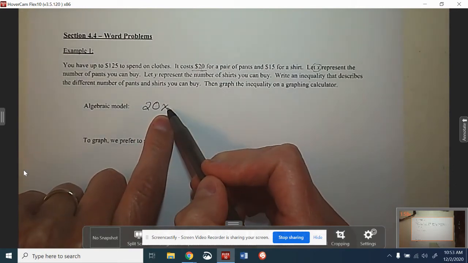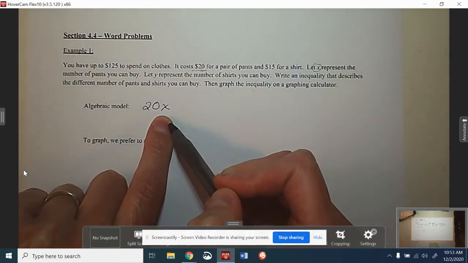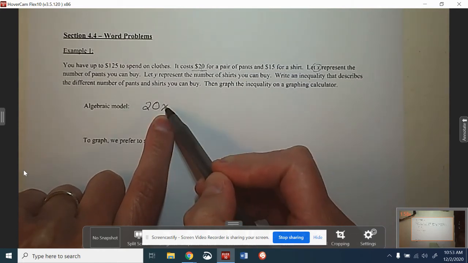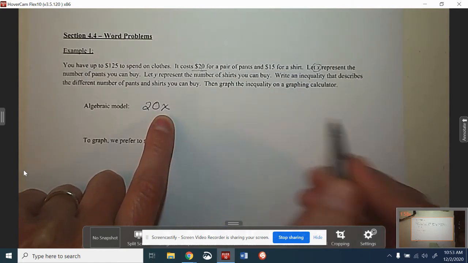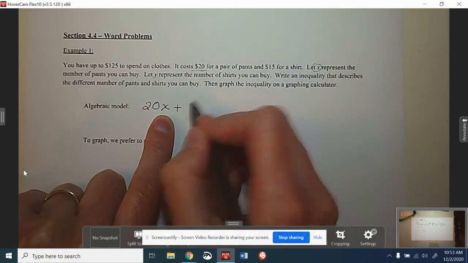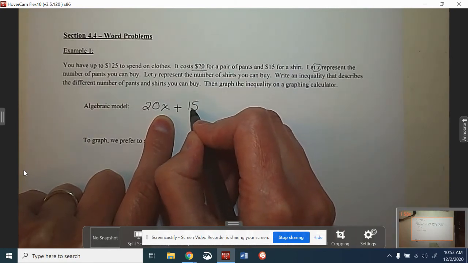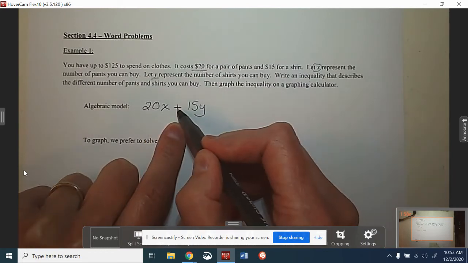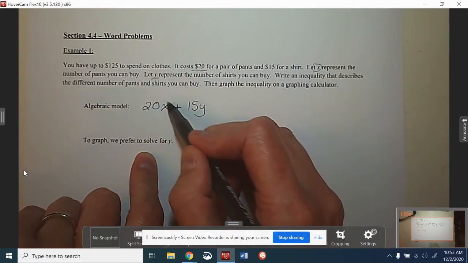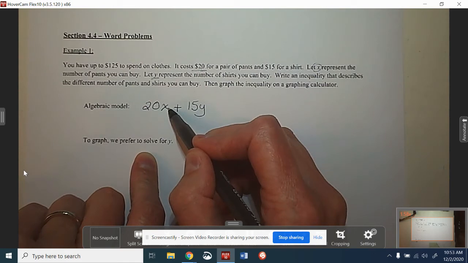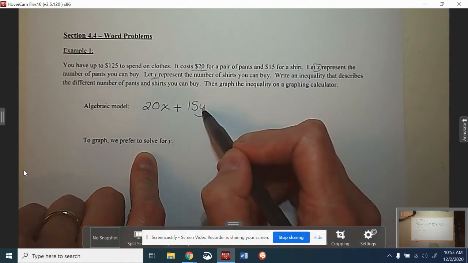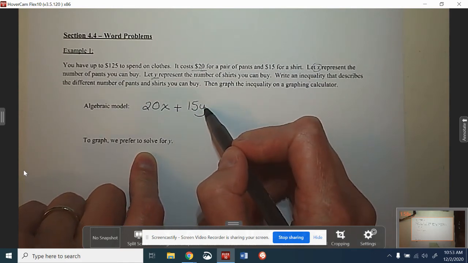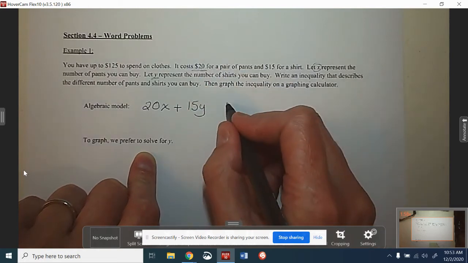If we buy one pair of pants, can you picture plugging in one? It costs $20. If we buy 2 pairs, it would cost $40. If we buy 3 pairs, it would cost $60, and so on. We're also going to buy some shirts. It's $15 per shirt, so y is the number of shirts. So we're going to add how much we spend on pants, depending on how many pairs we buy, and how much we spend on shirts, depending on how many shirts we buy. And we have up to $125 to spend.